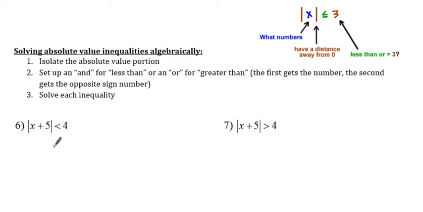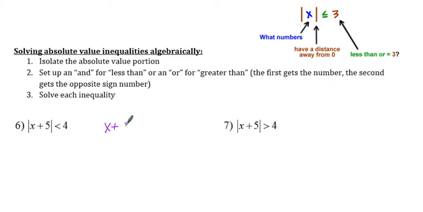So example number 6. We're presented with the absolute value of x plus 5 is less than 4. So first of all, isolating the absolute value portion, that's already done for me. This is already isolated. The next step is to look and see if I have a less than or a greater than. Well, I have a less than. The absolute value is less than 4. So I need to set up an and. And let me show you how that's done.